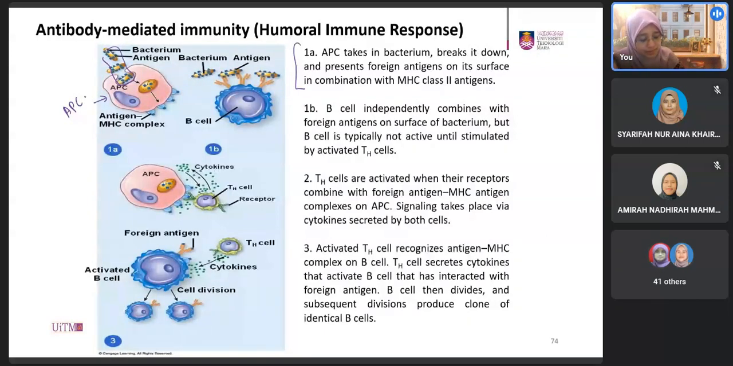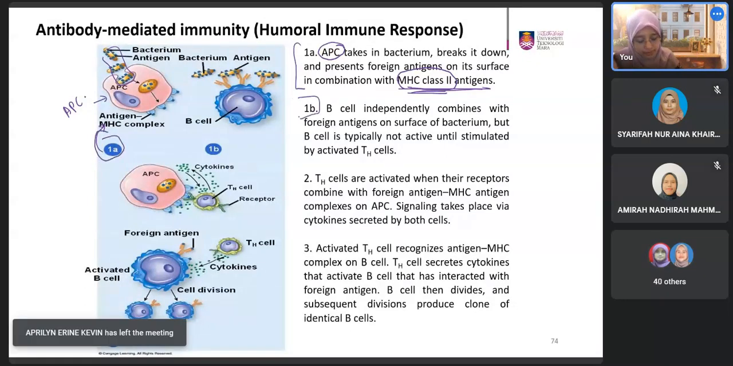And then it presents the foreign antigen on its surface in combination with MHC class 2, sebab dia melibatkan APC. MHC class 2 antigen. So it produces the MHC class 2 antigen MHC complex lah. So this is 1A, this is what happened first.